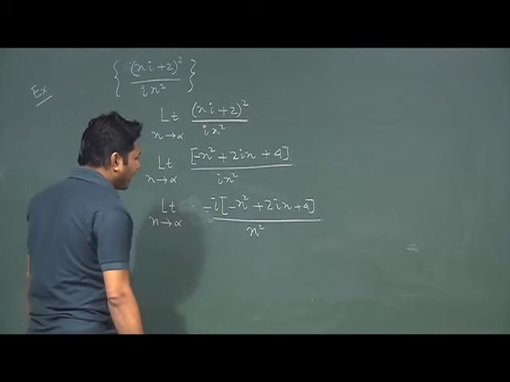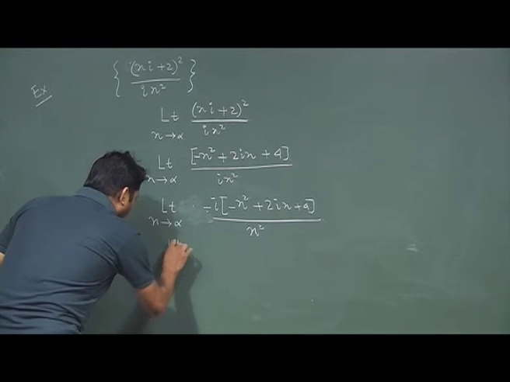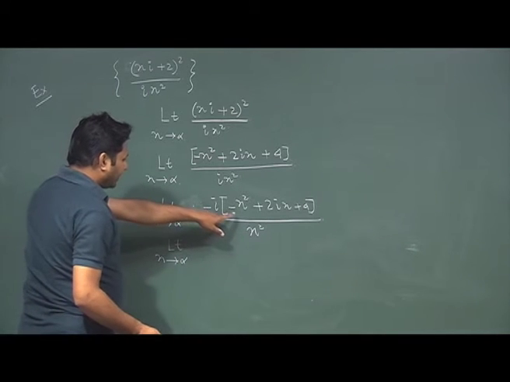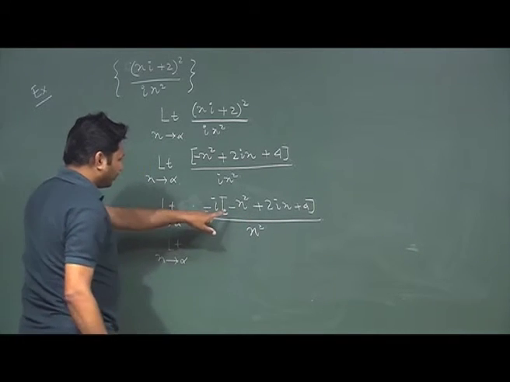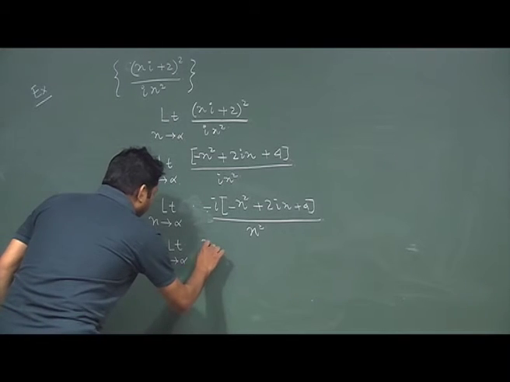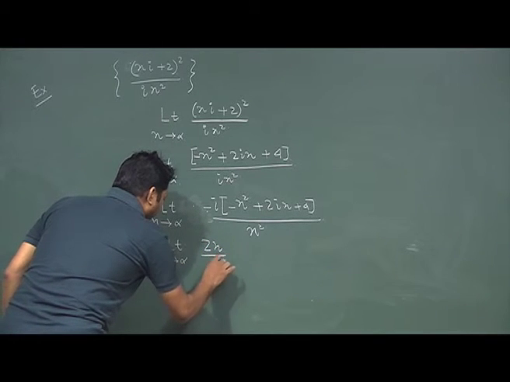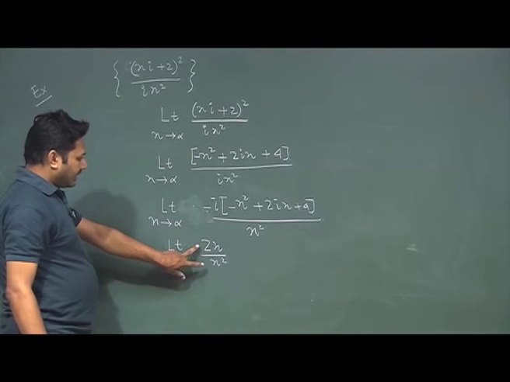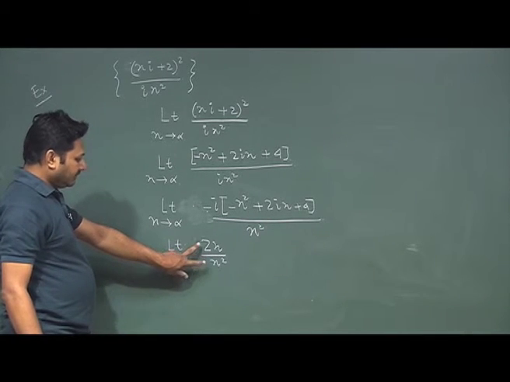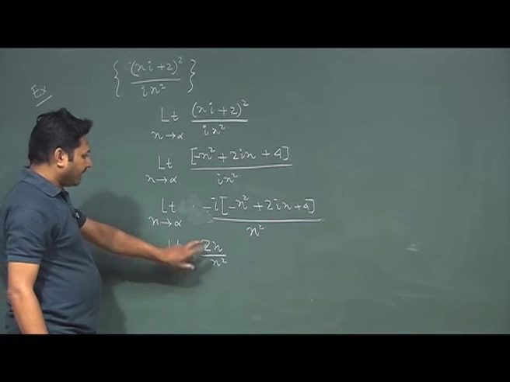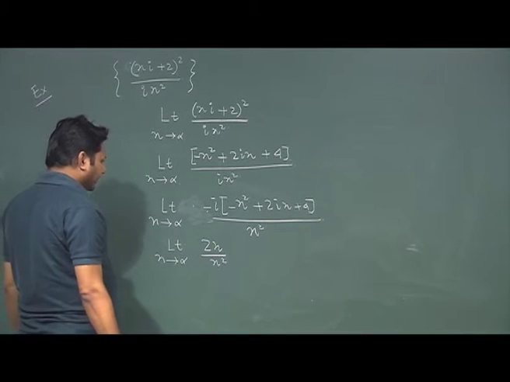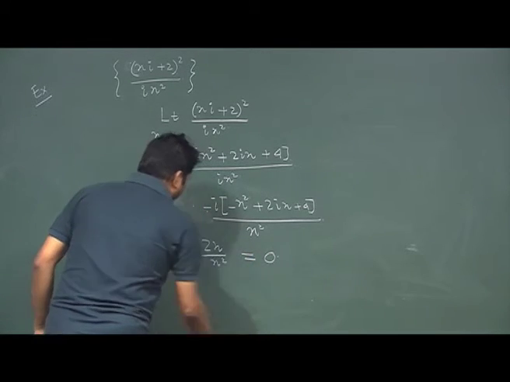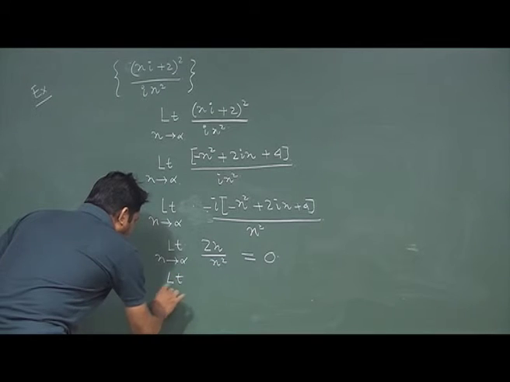So the real and imaginary parts I can separate out. In the limit as n tends to infinity, what is the real part? When I multiply, it will be 2n divided by n square. This is the real part that I should have. What will be the imaginary part here? If I put n tends to infinity, what value will I get? 0.